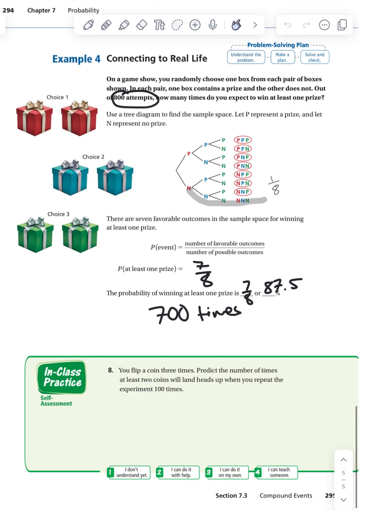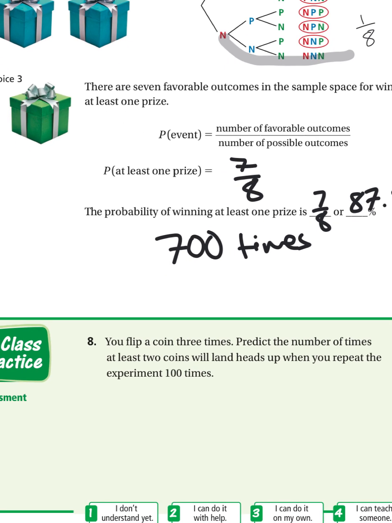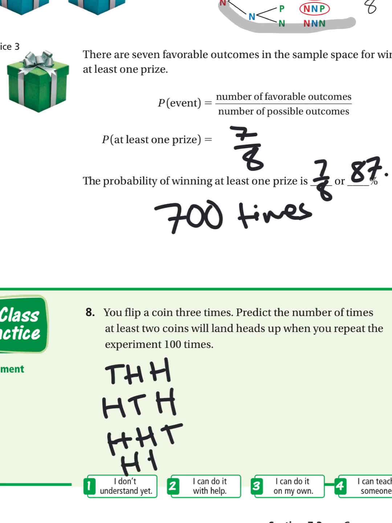Okay, last thing you have to do, you flip a coin 3 times, predict the number of times at least 2 coins will land heads up. We repeat the experiment 100 times. So first I need to think of the outcomes that are favorable. The outcomes that would give me at least 2 coins with heads up. I could have tails, heads, heads. I could have heads, tails, heads. Or I could have heads, heads, tails. Now it did say at least 2, so I could also have heads, heads, heads.